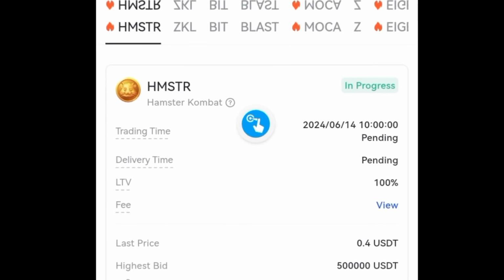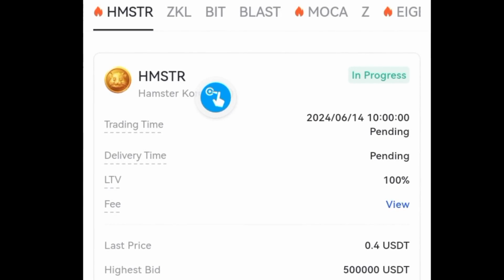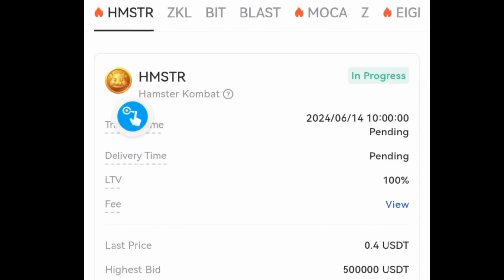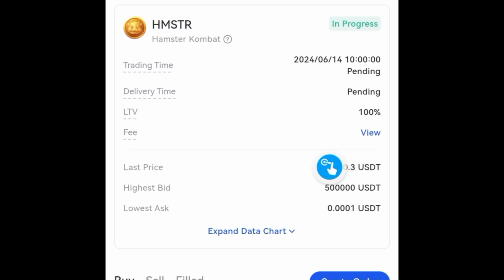My beautiful friends, the pre-market trading of the Hamster Kombat token is live on the gate.io exchange, as you can see pretty clearly here. Hamster in progress. This is good news because it gives us an idea what could be a probable listing price of the Hamster Kombat token, but there is a bit of warning.